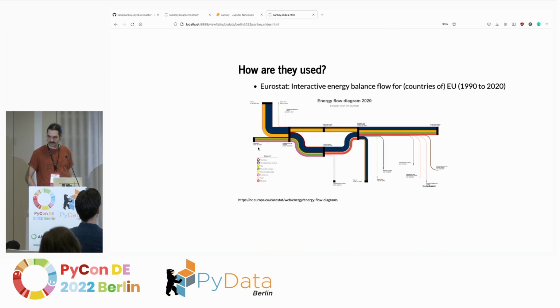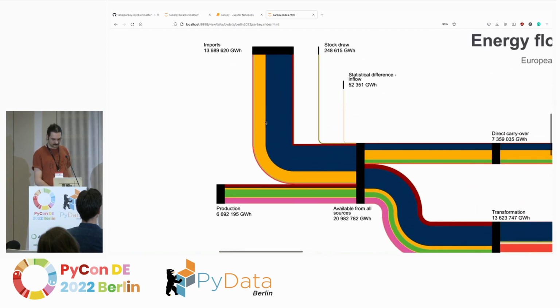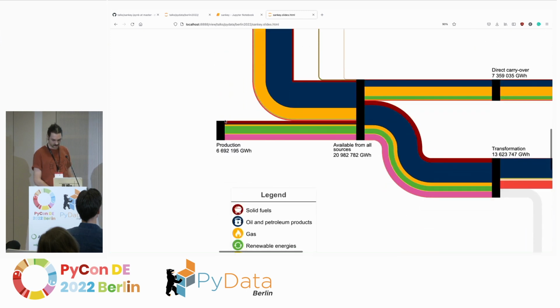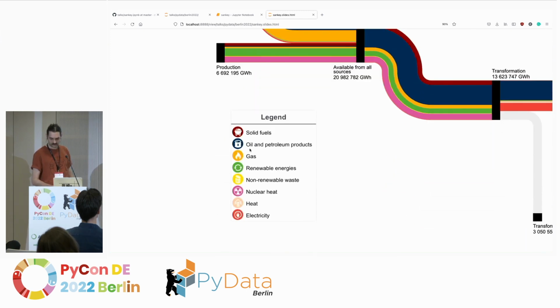Also with Eurostat, a European website, you can see kind of the same thing. It's an interactive energy balance of all the countries of the European Union, or the whole European Union. You can filter that between different years and different countries. If you look a little closer, you can see imports and exports and those different distributions. Each color stands for one of the energy sources.